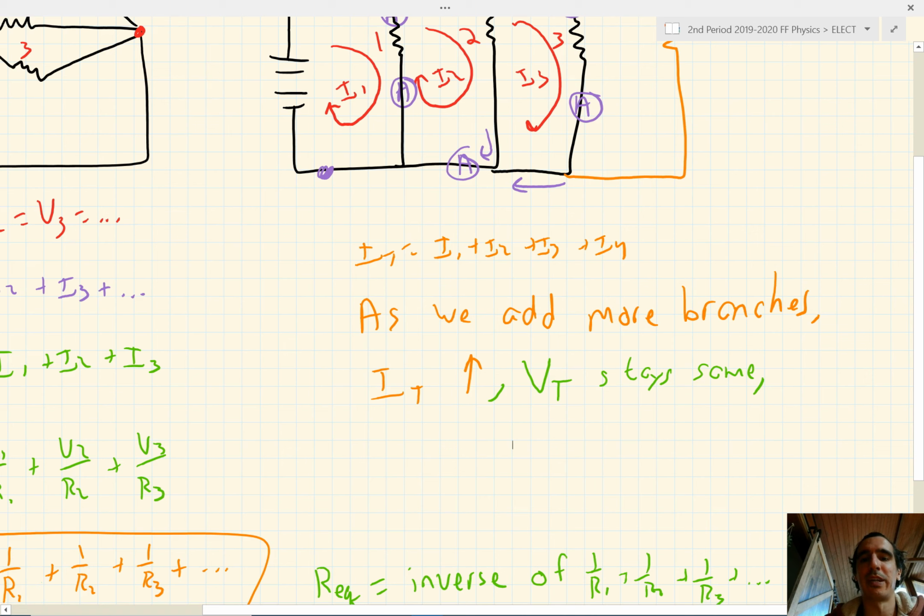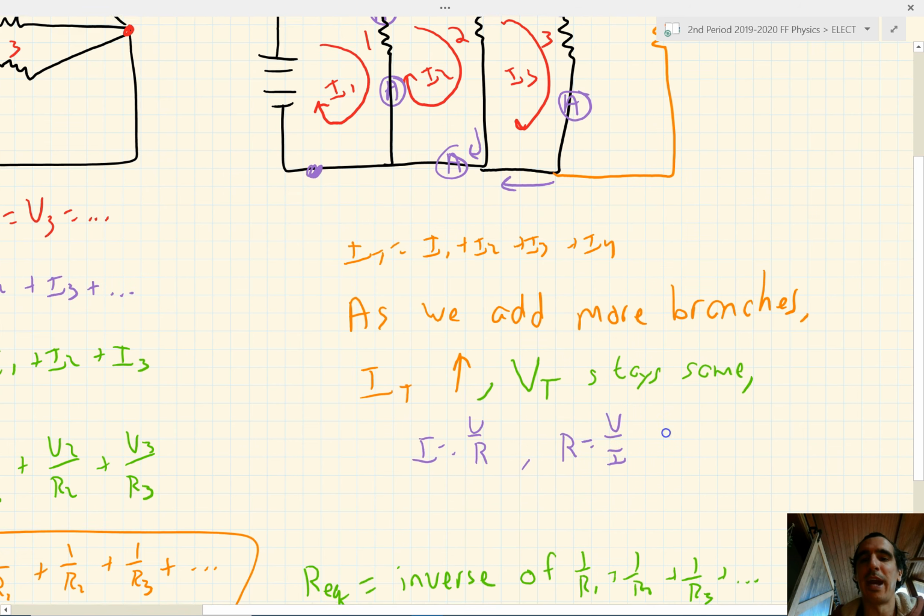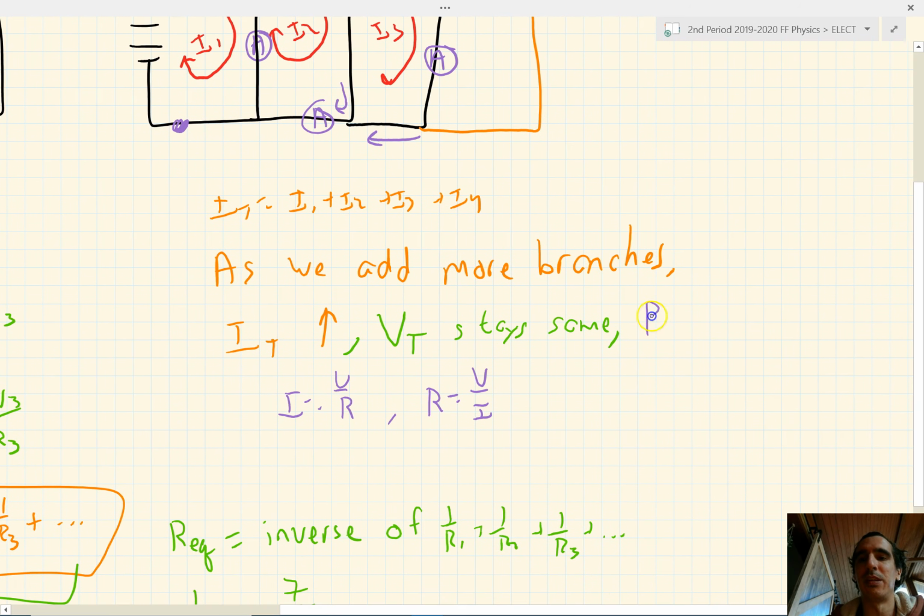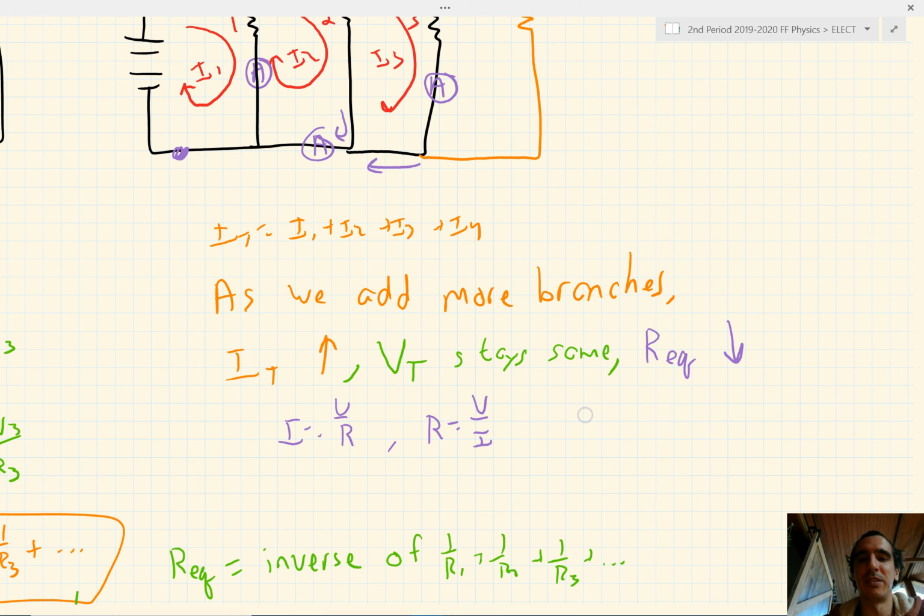As a consequence, as we look at Ohm's law, I equals V over R, and we'll solve for R. So R is equal to V over I. We could see that if V stays the same and I goes up as we add more branches, the equivalent resistance goes down, which goes against our intuition, but we could see that the current is increasing with a constant potential difference, which means R has to go down.